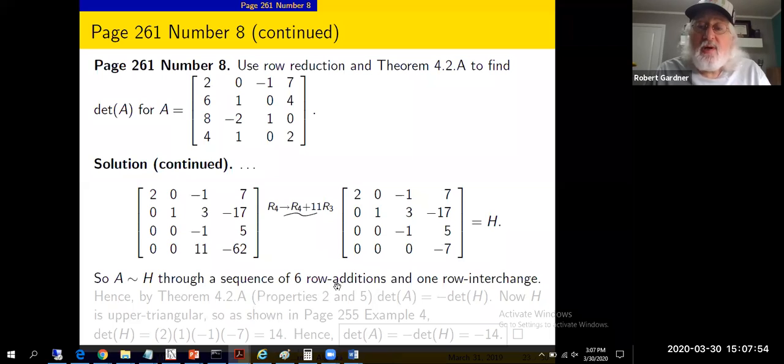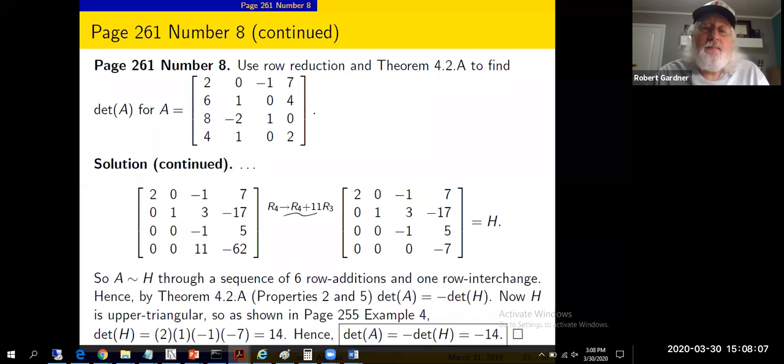Well, good news, all those row additions, and that's what introduced the zeros, they don't change the determinant. The 1 row interchange, that does change the determinant, but you know how it changes the determinant. It changes it by a negative sign. So what's the relationship between A and H? They are row equivalent. What's the relationship between their determinants? The determinant of H is -1 multiple of the determinant of A. Determinant of A equals negative determinant of H. Why? Because of that one row interchange that we did in producing H.